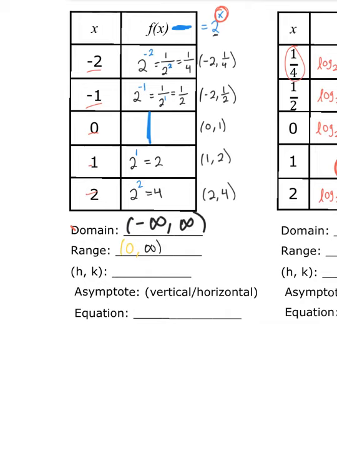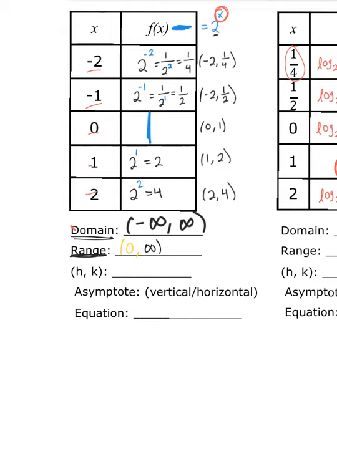Okay? This says that for my domain, I can plug any number into the function and get a negative number or a positive number out. The range says that I can get any answer that is really, really close to 0, but not quite 0, and any positive number that's larger than 0 out of 2 raised to the x, okay?